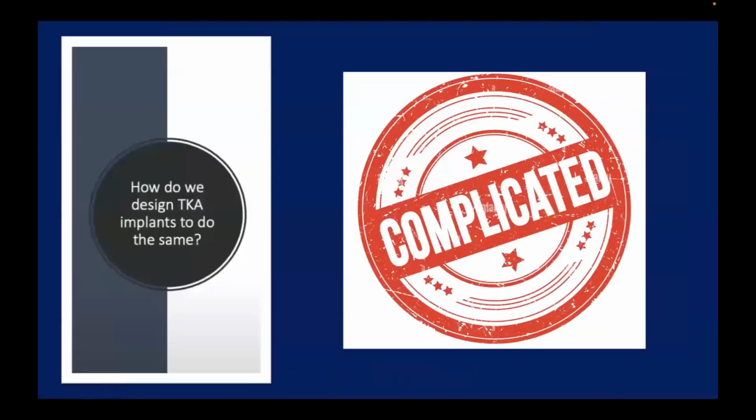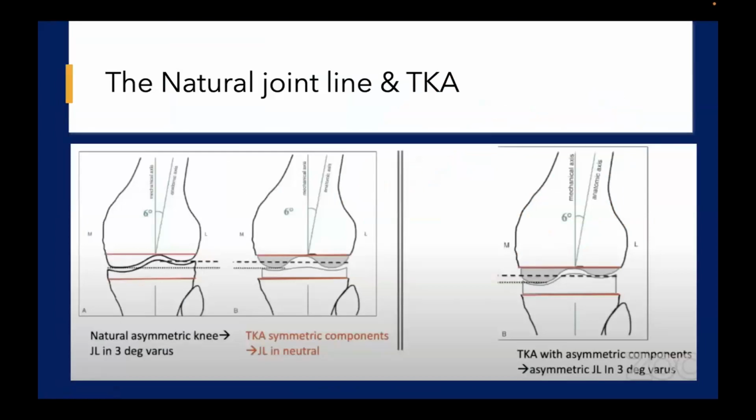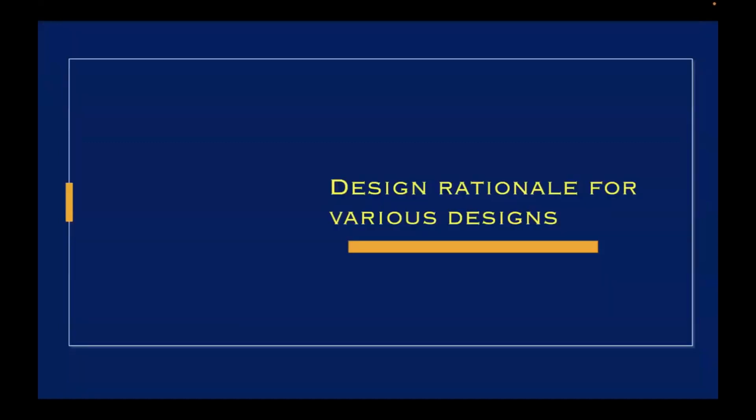So how do we design the total knee arthroplasty implants to do the same? It's very, very complicated. When you compare the native knee and the total knee, in the native knee there is a natural asymmetrical joint line. That is, the medial joint line is distal and the lateral joint line is proximal. There is a 3-degree varus in the joint line. In total knee, we are replacing this with symmetrical components, making the joint line neutral. While what we actually want is to put in asymmetrical components and maintain the asymmetric joint line in 3-degree varus.